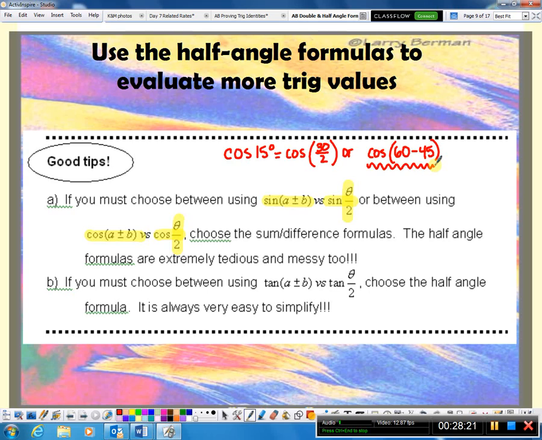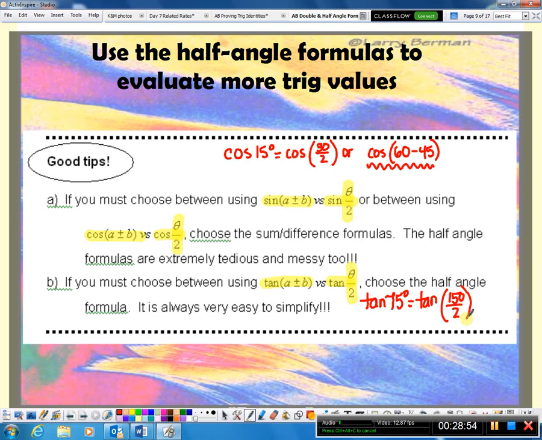The opposite is true with tangent. So notice on the second tip, if you have a choice of saying tangent of a plus b or tangent of theta over 2, in this case, it's easier. And again, it would be the same situation, maybe tangent of 15 degrees or tangent of 75 degrees. So if I said, let's do tangent 75 degrees, then you could write it as tangent of 150 all over 2.